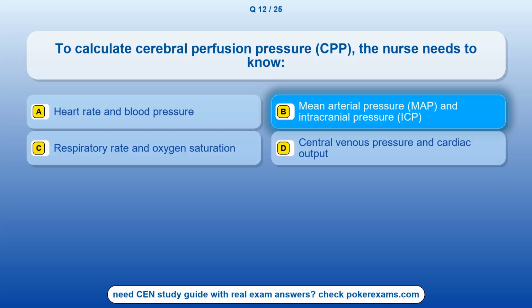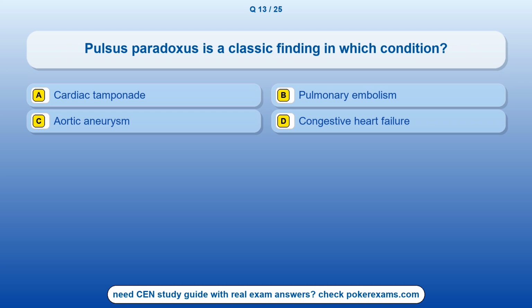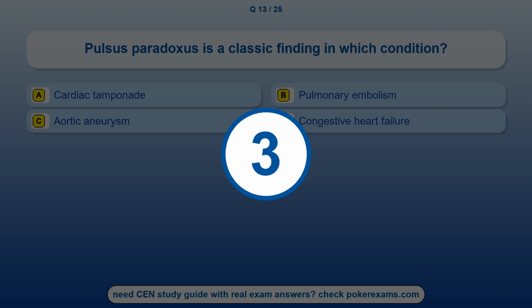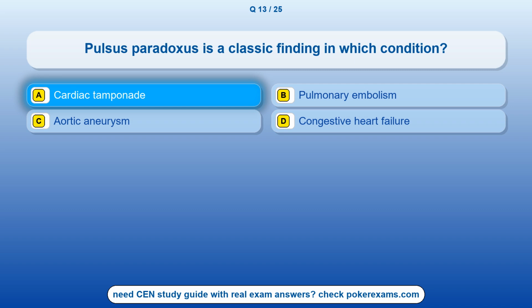The correct answer is option B, mean arterial pressure, MAP, and intracranial pressure, ICP. Question 13. Pulsus paradoxus is a classic finding in which condition? Option A, cardiac tamponade. Option B, pulmonary embolism. Option C, aortic aneurysm. Option D, congestive heart failure. The correct answer is option A, cardiac tamponade.